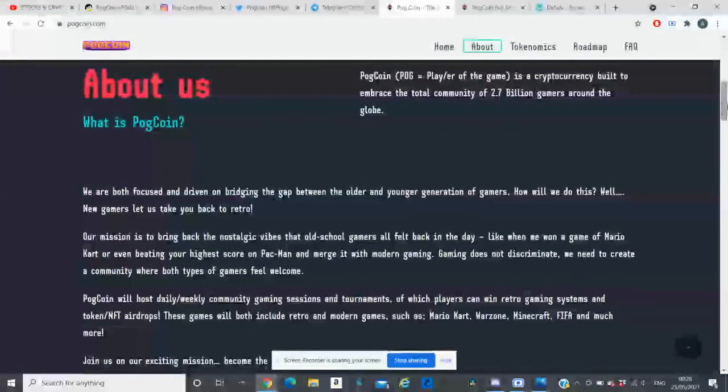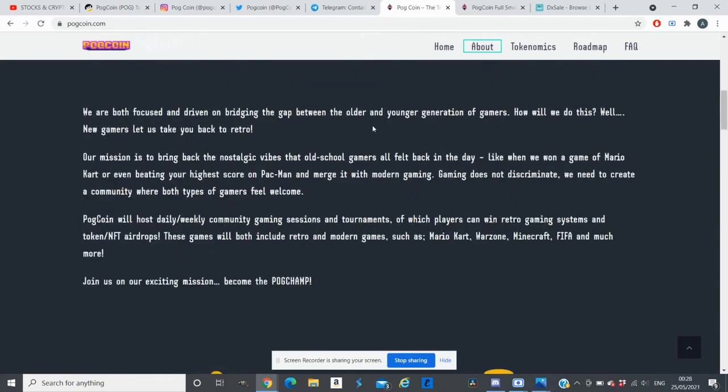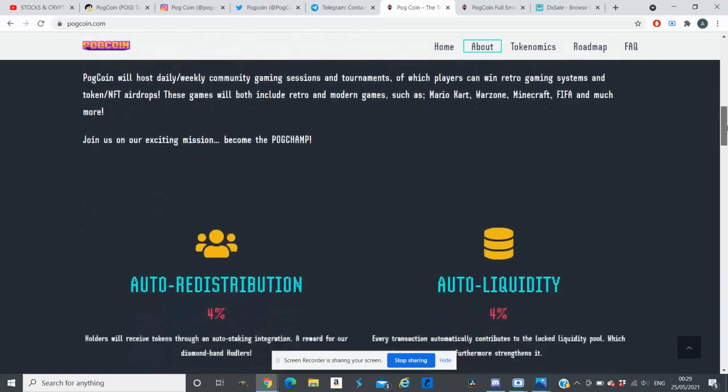And if we have a look at more detail about the token, Pogcoin is a cryptocurrency built to embrace the total community of 2.7 billion gamers around the globe. We are both focused and driven on bridging the gap between the older and younger generation of gamers. Their main mission is to combine modern gaming and old style gaming so people, the older generation and the newer generation, can play together or can enjoy the same game. And I do think there's a market for this kind of token, and if they do what they are saying, this token can have huge potential.